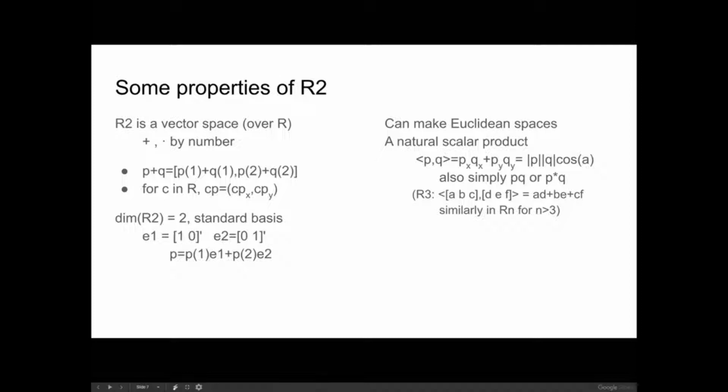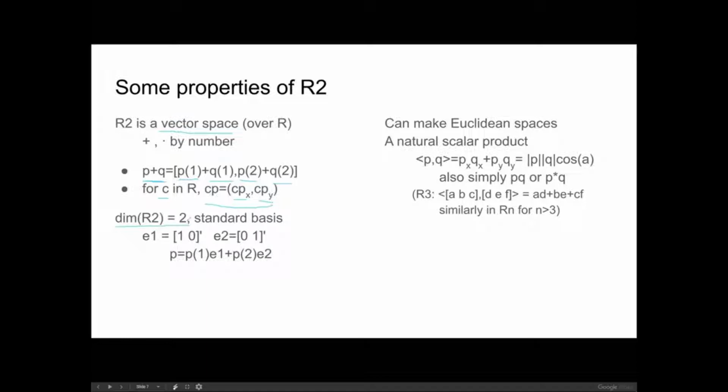Okay, some properties of the Euclidean plane, R squared or R2. It's a vector space, so you can add its elements and you can multiply them by numbers. If you have two vectors P and Q, then the sum of them is taken component-wise. The first component of the sum is the sum of the first components. The second component of the sum is the sum of the second components. And you can multiply vectors by a number. Again, you do the multiplication component-wise.